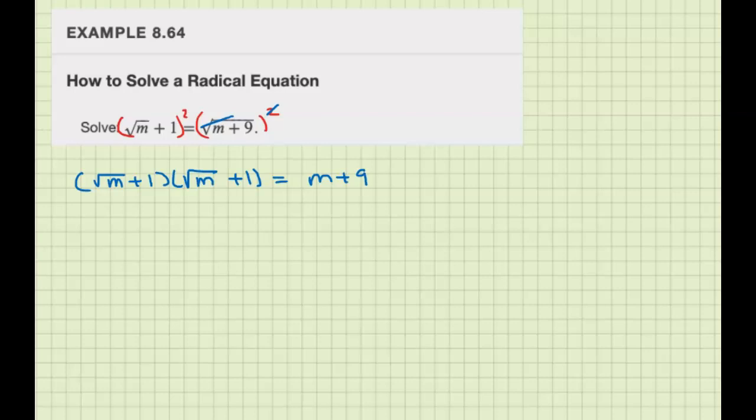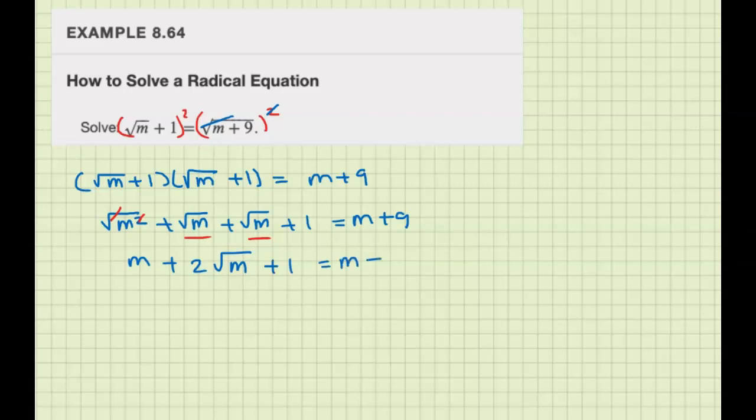So we have square root of m times square root of m, which is square root of m squared. And then times 1, we get square root of m. And 1 times that, we get square root of m. And 1 times 1 is 1, equals m plus 9. This one, square root of m squared, is just m. For these, there's two of them, so this is going to be 2 square root of m. Plus 1 equals m plus 9.